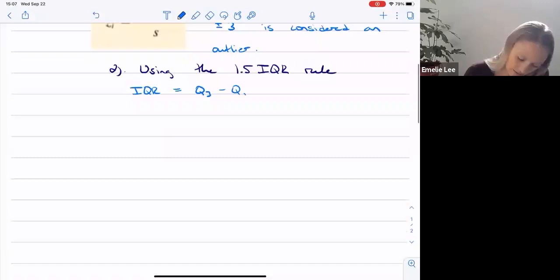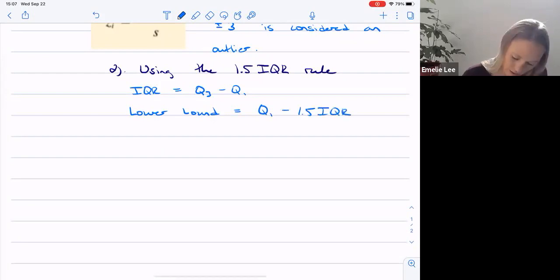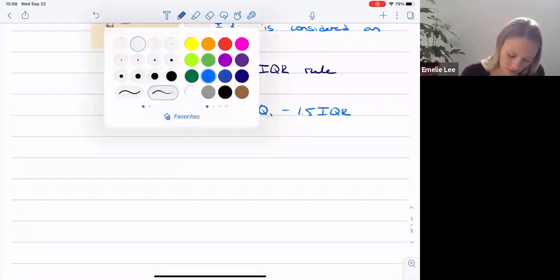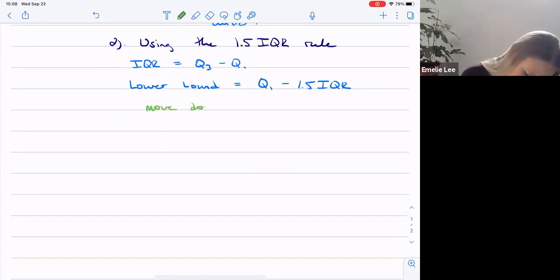And then the 1.5 IQR rule says that you have a lower bound that's going to be Q1 minus 1.5 times the interquartile range. This essentially says move down a distance of 1.5 times the interquartile range from Q1.